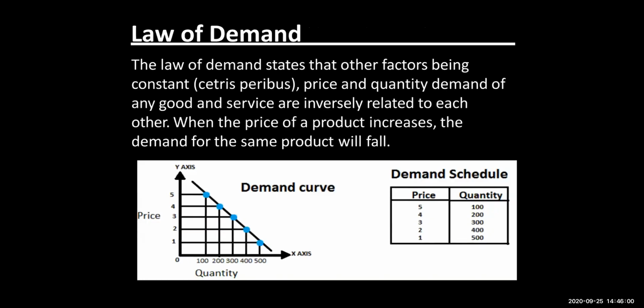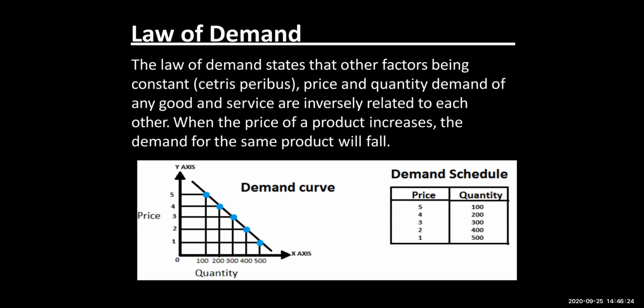So now let's understand what is the law of demand. We have studied all the factors which affect demand. Now out of all those factors which are affecting demand, only the first factor, that is the price of the commodity, we are going to keep alone as a variable factor, and the rest of the factors which are there, we are going to assume as constant.